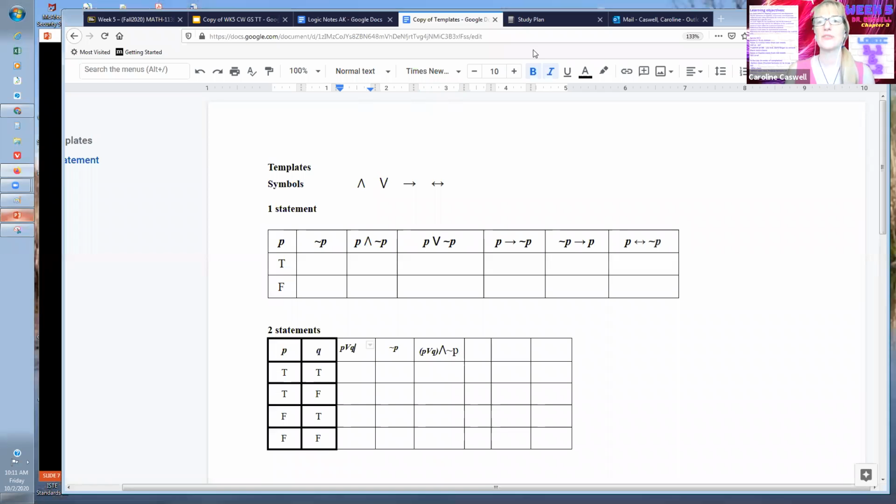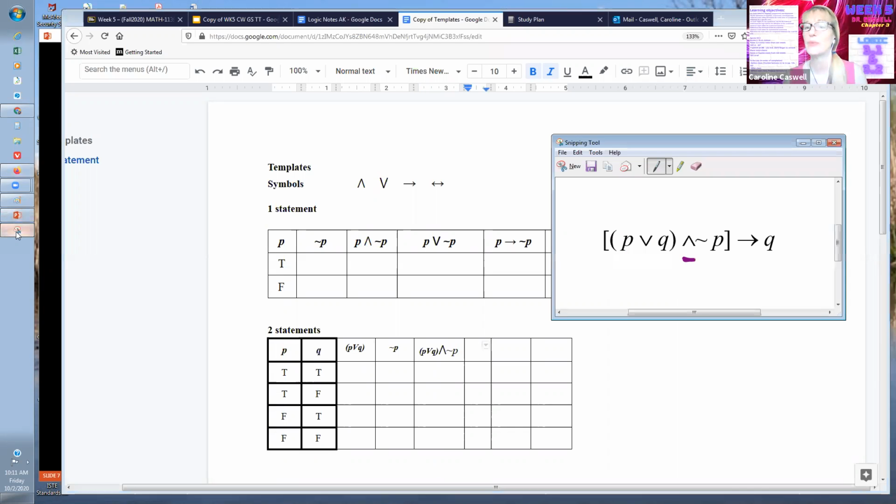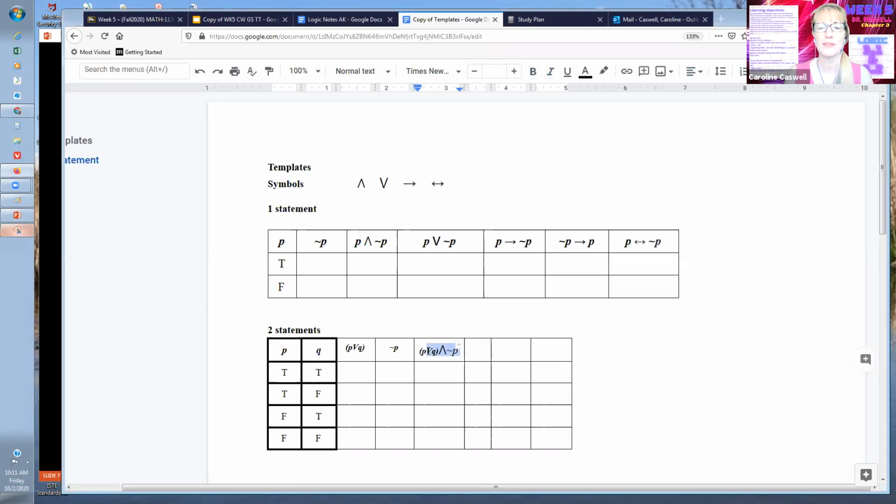Let me just get this straightened out here. Good. All right, so the first thing we need to do is the parentheses, right? Then we need to do not P, because we need it in order to do this other part. Okay, and then we're still not done. What else do we need? We need an if-then for Q. So the last piece of it is going to be this whole mess.